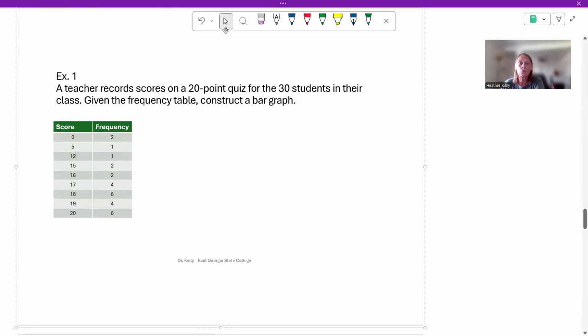Okay, so let's look at this first example. A teacher records scores on a 20-point quiz for 30 students in their class. Given the frequency table, construct a bar graph. Okay, so let's construct our bar graph.